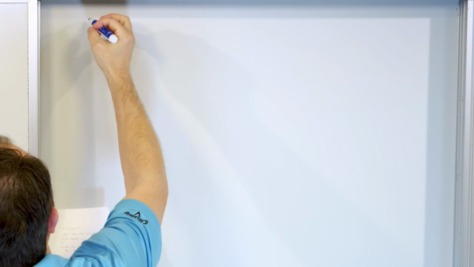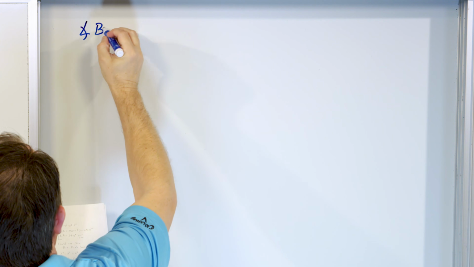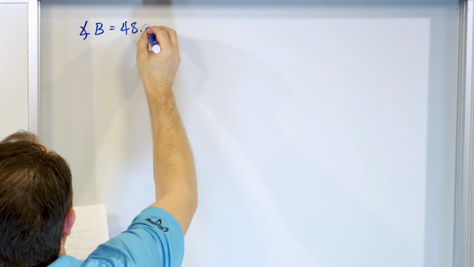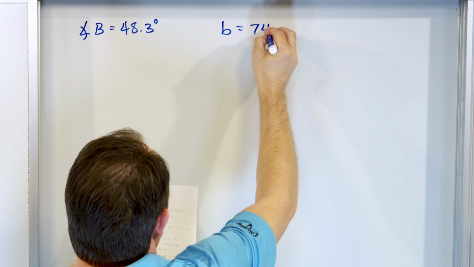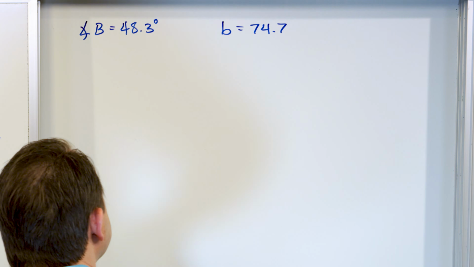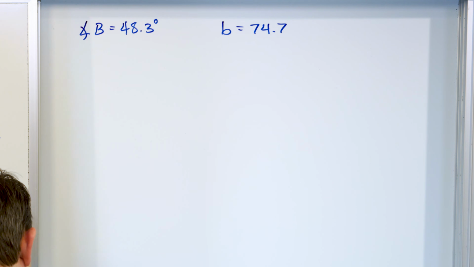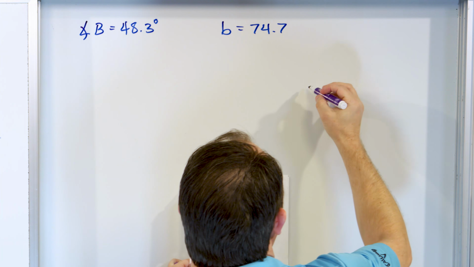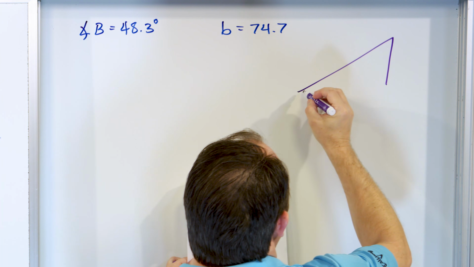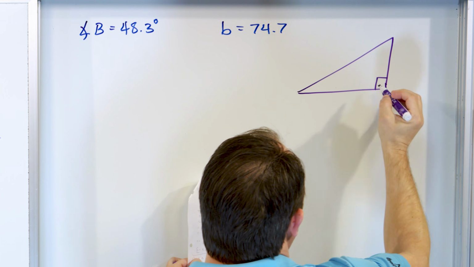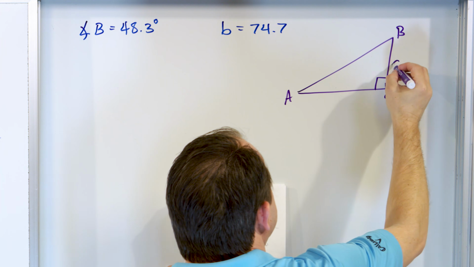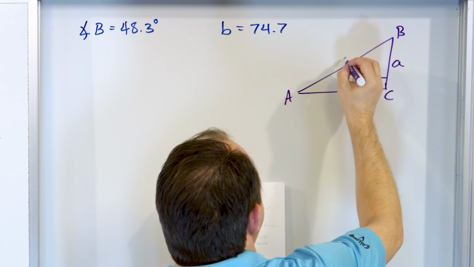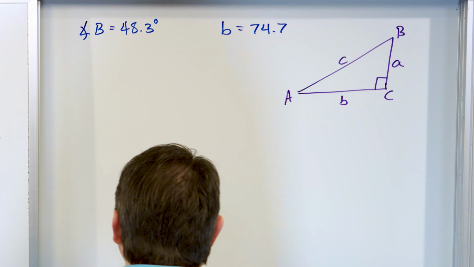Let's say I give you, as a known quantity, that angle B is 48.3 degrees. And you're also told that side B is 74.7 meters or whatever long. Solve the triangle. This is a right triangle. The first thing you do is draw the right triangle. This is angle A, and this is angle B, and this is angle C. And this is side A, and this down here is side B, and this is side C. And write down what you know.